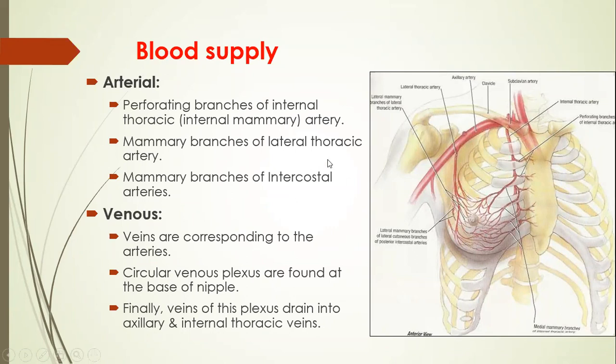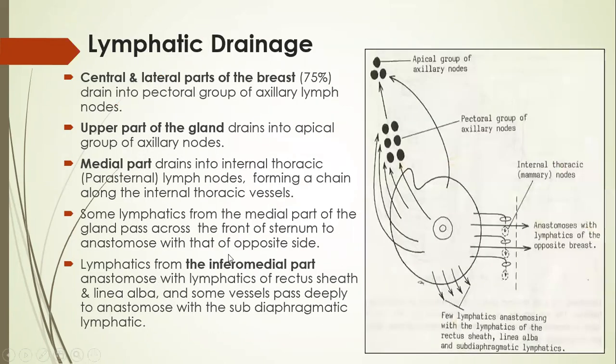Okay. Coming to the lymphatic drainage, it is very important because in carcinoma of the breast, the lymphatic drainage counts a lot. So that's why you should know the lymphatic drainage. The central and lateral part of the breast, almost 75%, drains into the pectoral group of axillary lymph nodes. The upper part of the gland drains into the apical group of lymph nodes. You see here, this is the upper part, it drains directly into the apical group.